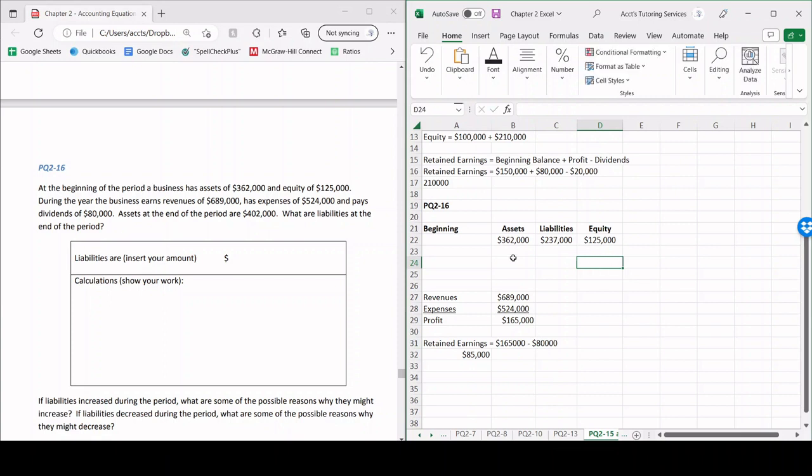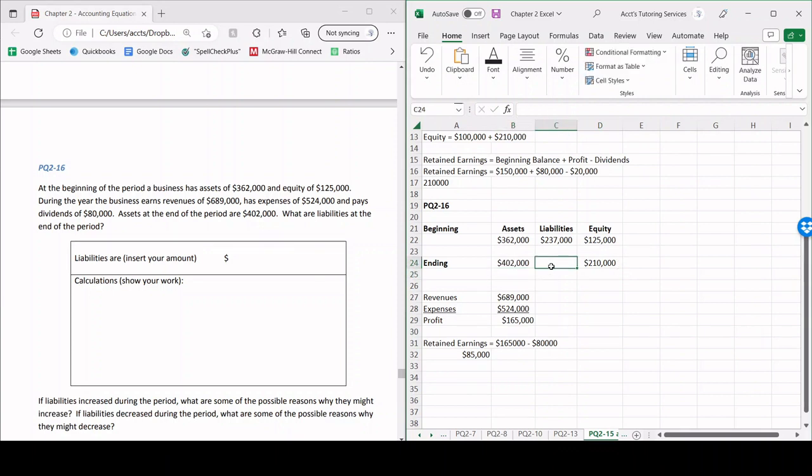So calculate the ending balances. Remember, equity is owner's capital plus retained earnings. Since the question doesn't tell us what owner's capital is, or that the owner invested more money into the business, we're just going to assume that owner's capital is 125,000. Simple as that. And the new retained earnings balance is 85,000. So we add those two together, and equity at the end of the period is $402,000.